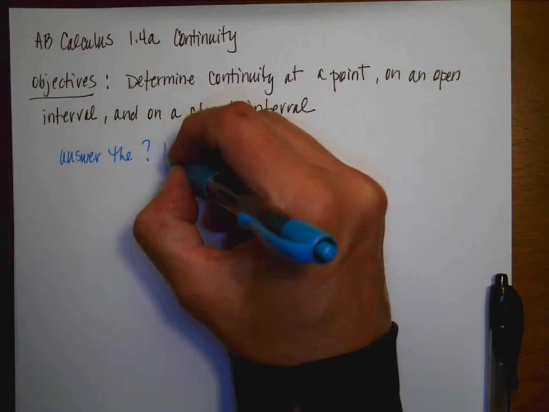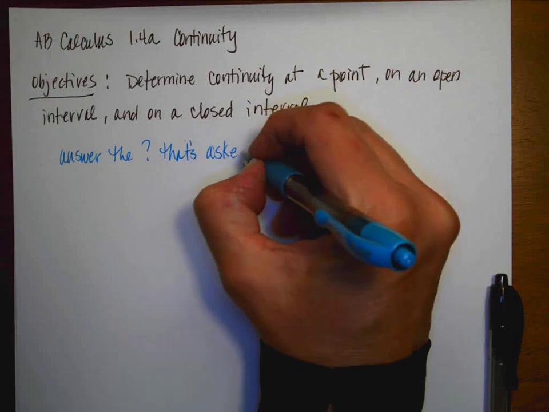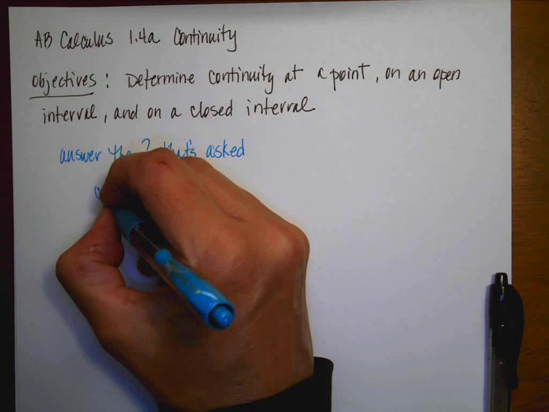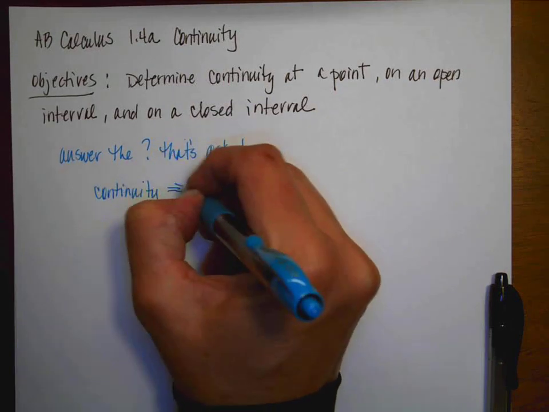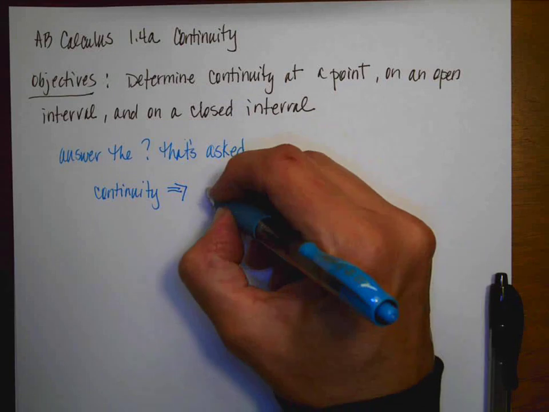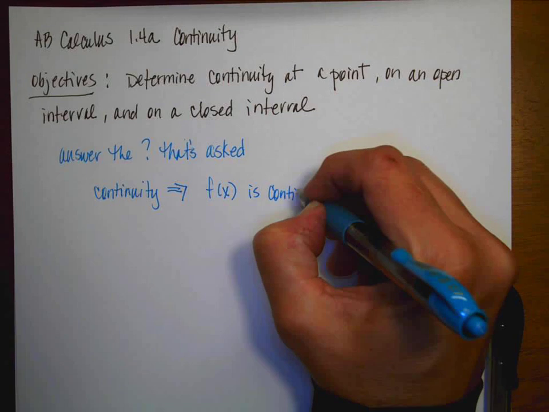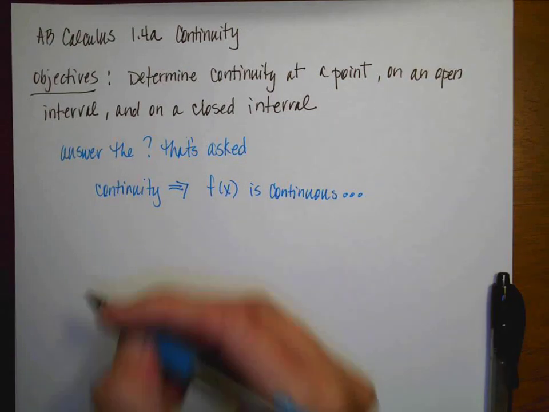A very important thing in math is to answer the question that's asked. And so in relation to what we're doing today, if they ask about continuity, then you have to make a statement about f of x is continuous, and then you would proceed to say where that happens.